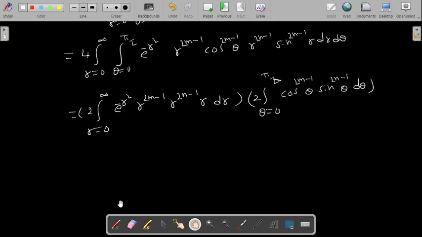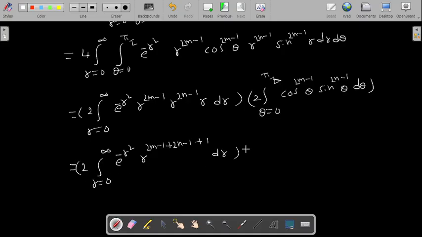So now, 2 into integral r equal to 0 to infinity, e power minus r square, the bases are same, so the powers should be added: r power 2m minus 1 plus 2n minus 1 plus 1, dr. Next, this will be 2 into integral theta equal to 0 to pi by 2, cos power 2m minus 1 theta, sin power 2n minus 1 theta, d theta.